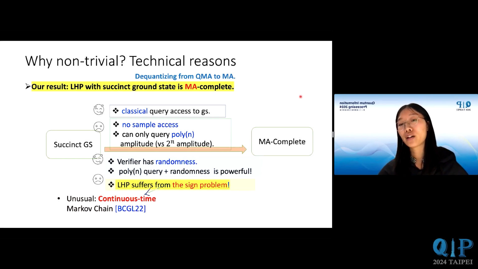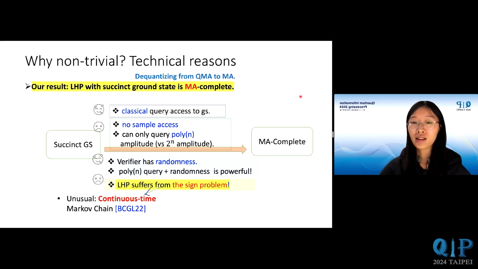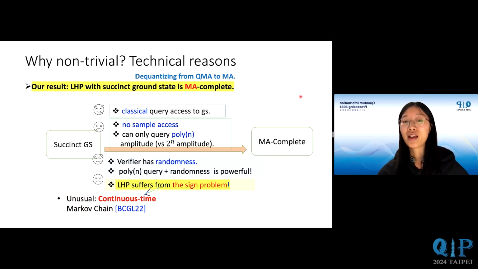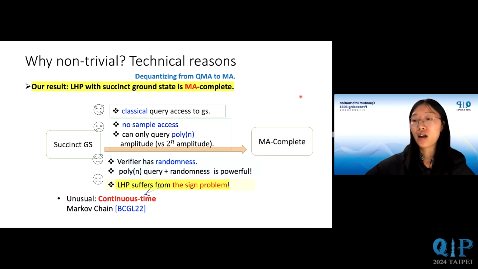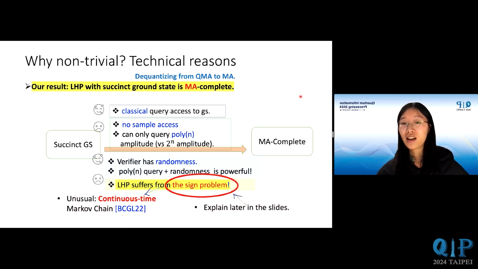By normal, I refer to some direct discrete-time Markov chain, or something like uniformly sampling the computational basis, querying the amplitude, and doing something fancy. All the other methods I tried didn't succeed. And finally, I chose an unusual method, which is based on a continuous-time Markov chain. And I think this is unusual for computer scientists. So that's the technical reason I think this result is non-trivial. A final remark here is that I mentioned the sign problem, but I didn't explain what the sign problem is. So feel free if you feel confused. I will explain this in the next few slides.